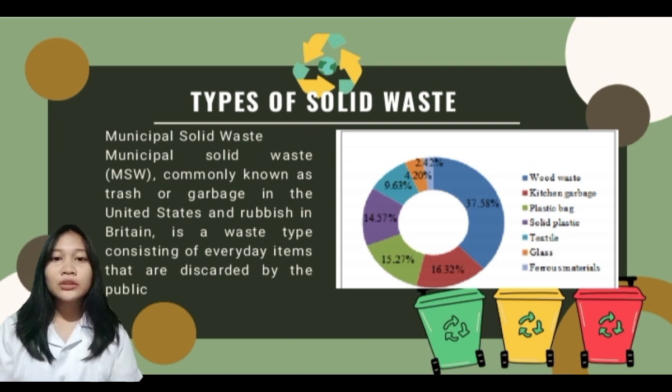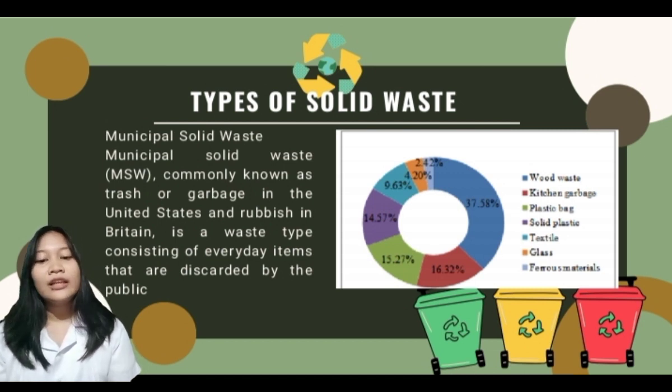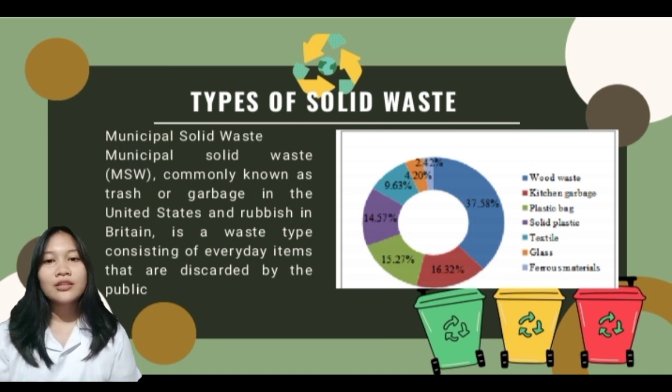So, there are two types of solid waste. The first one is municipal solid waste. Municipal solid waste is commonly known as trash or garbage in the United States and rubbish in Britain. It is a waste type consisting of everyday items that are discarded by the public.